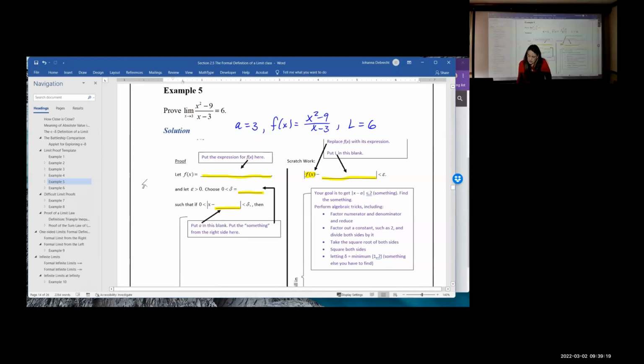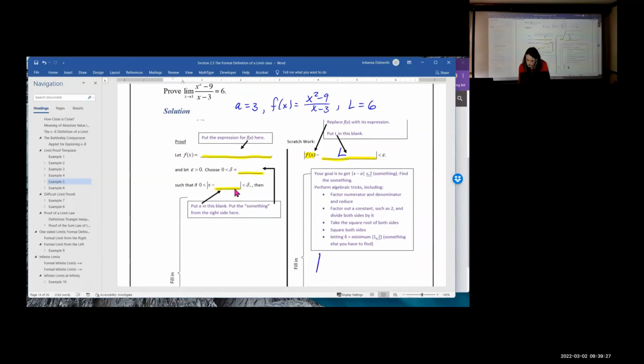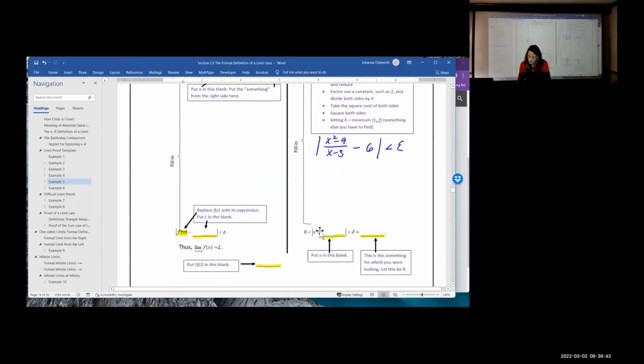All right. The next thing we want to do is start with f of x minus L. So we're going to start with the absolute value of x squared minus 9 over x minus 3 minus 6, absolute value less than epsilon. We want to end up with x minus a, which is 3. So we want to end up with x minus 3 in absolute values. Now, looking at this particular one, what might you try? What would be a good thing to try?